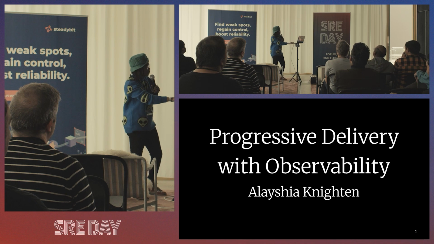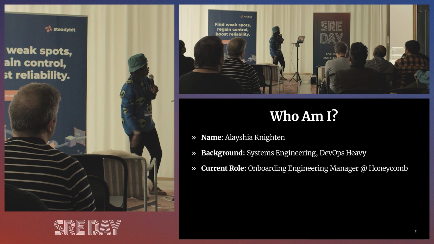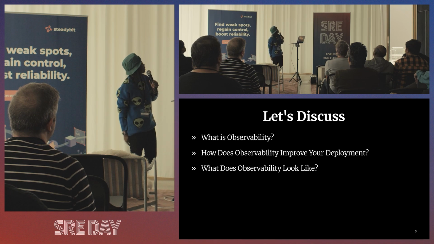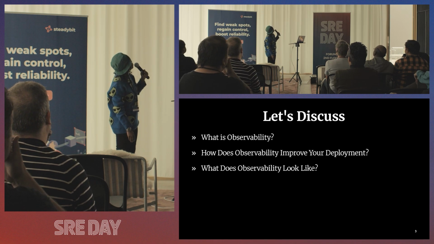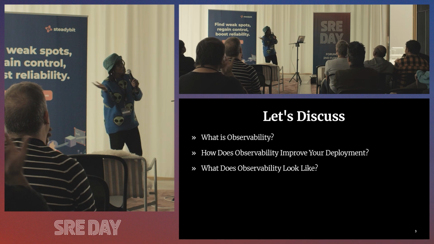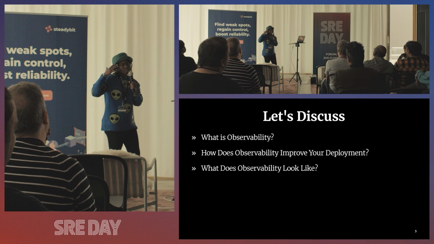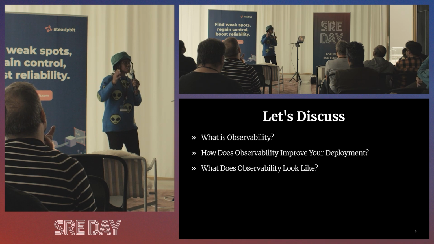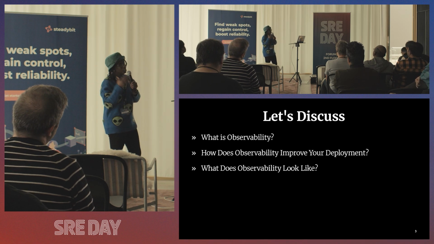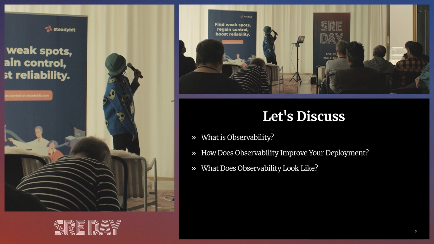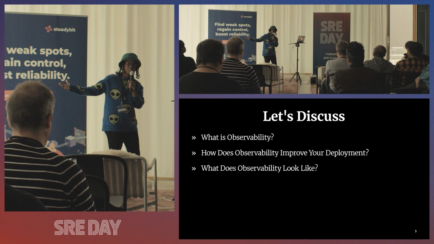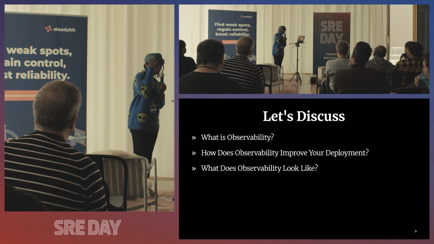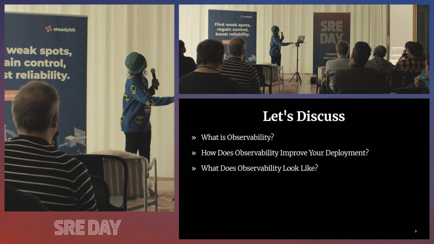So it's progressive delivery with observability. So I already told you who I am, so I'll skip that. So what we'll discuss is a little bit about what observability is. Some of you may know, some of you may not know. So I do want to touch bases on that. And then how does it improve your deployments? And then from there, what does it actually look like? And at the end of that, I'll probably have an actual demo for you.